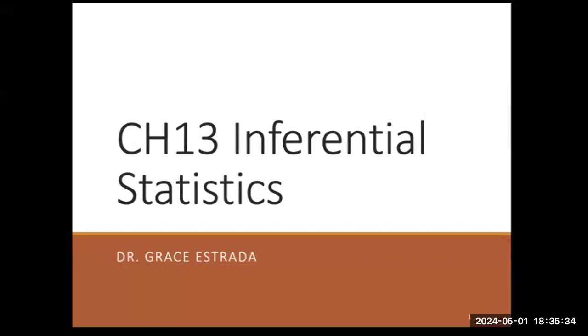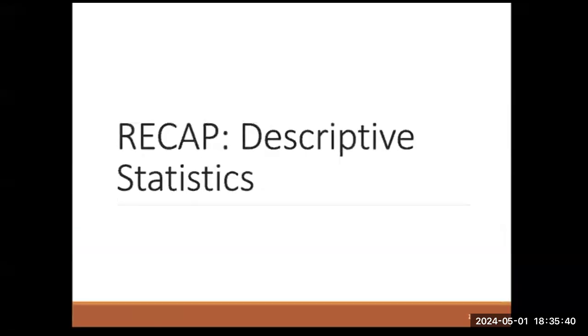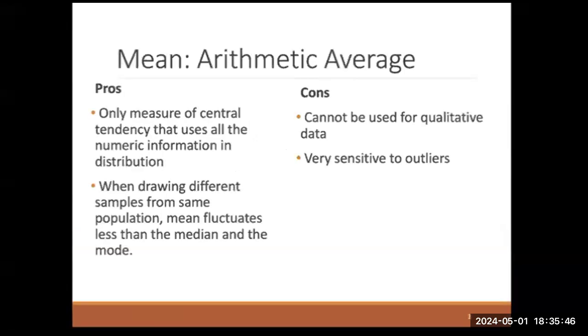This is Ch13, and today we're covering Chapter 13, Inferential Statistics. So first of all, let's just recap what we talked about with regards to descriptive statistics. Remember, in terms of measures of central tendency, we have three types. So let's review mean. Mean, remember, is the arithmetic average. In other words, we take the sum of all the scores and then divide it by the number of scores.